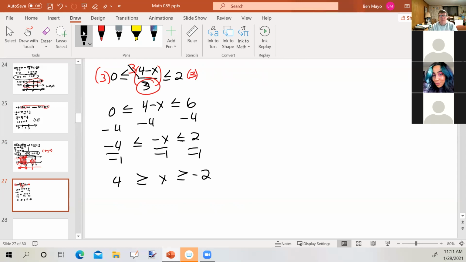So now I've got that. Now, the problem is when we list a solution, you want to go from smallest to largest. So rather than saying 4 is greater than or equal to x, which is greater than or equal to -2, we're going to turn it around and write it this way. Now, I'm not switching the direction of the sign. I'm just switching the whole viewpoint.